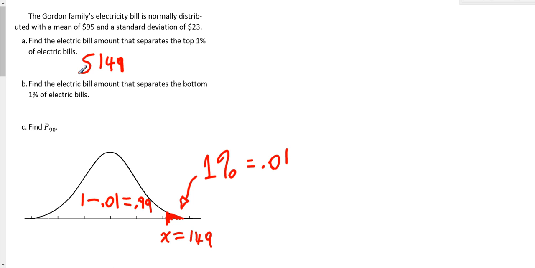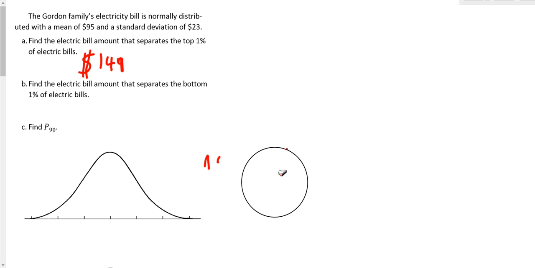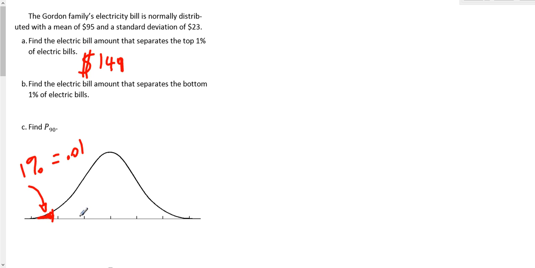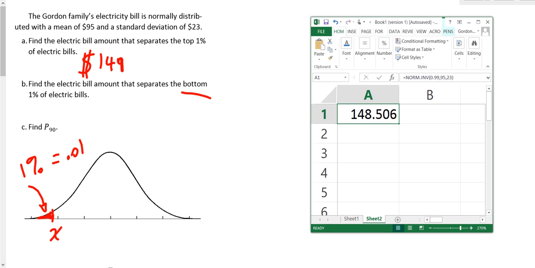For part B, find the electric bill amount that separates the bottom 1% of electric bills. Let's clear this out. Now they're asking for the bottom 1%, which is down here. If you're looking for the bottom, you're looking at the area to the left. So we want 1% here, which is 0.01 as an area, and we're looking for the x value that separates the bottom 1% from the top 99%. Since I'm looking for the bottom 1%, I can just use Excel directly.